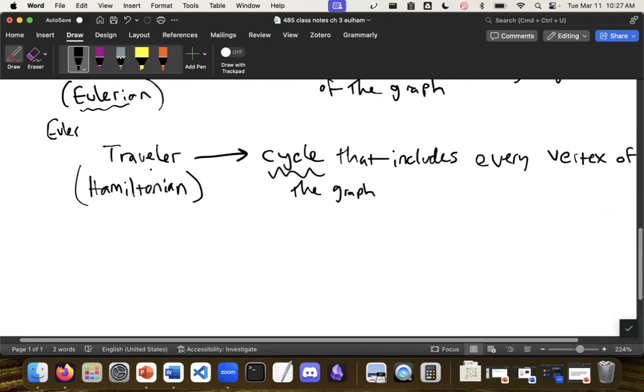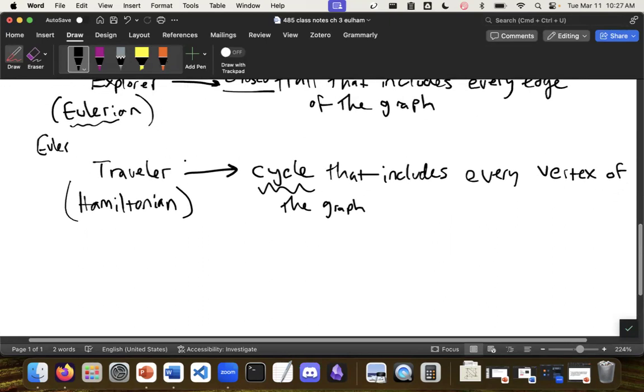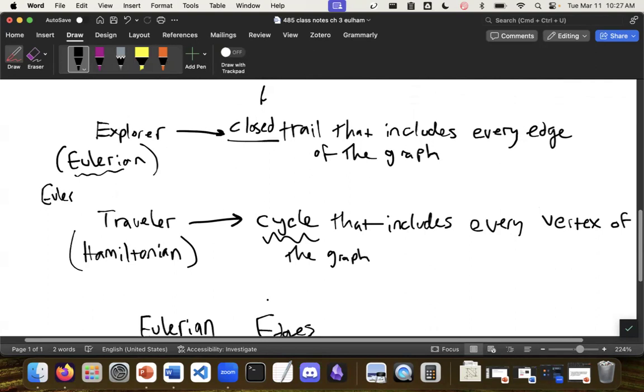Okay. To help keep these two straight, just remember that Eulerian graphs are about edges. They both start with E. Unfortunately, vertex doesn't start with H, but Eulerian starts with E. Okay. Do we need more time?